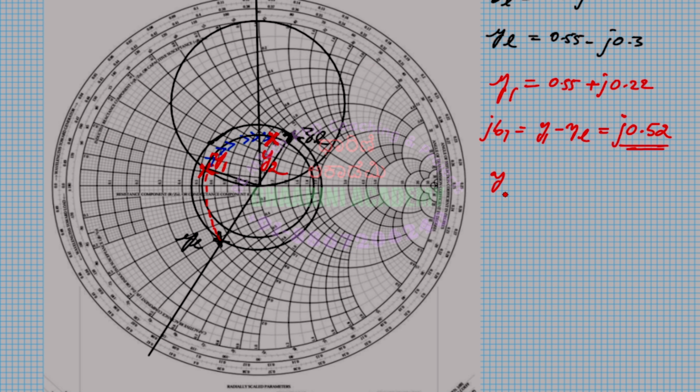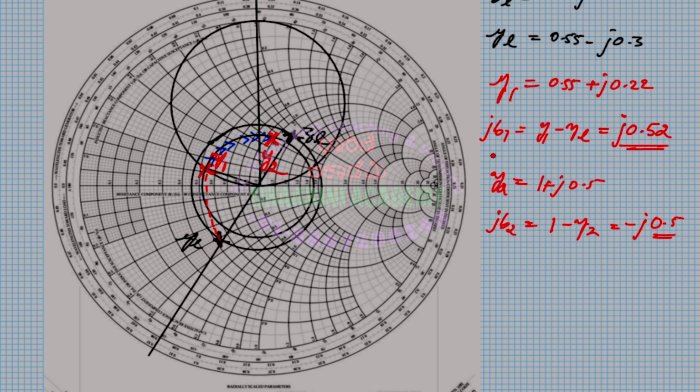Okay, read Y2 and tell me the value. It should be 1, so only read the x value. Okay, it's 1 plus something, 1 plus j 0.5. So we know that the jb2 can be calculated as 1 minus Y2, right? So that will be minus j 0.5. Is it okay? All right.